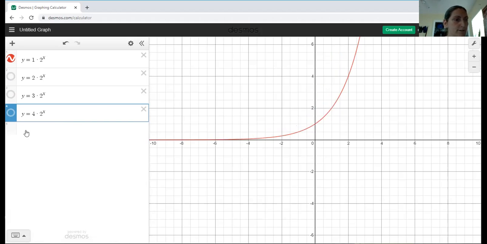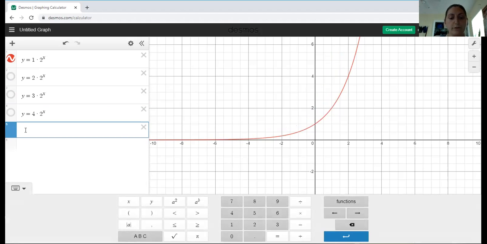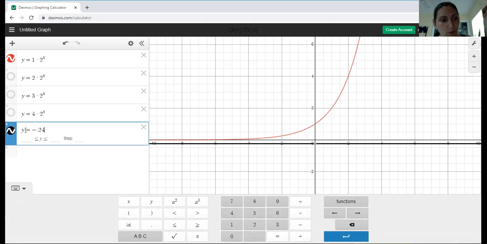Okay, let's try a new one. Let's say we have a function that is y is equal to negative 1/4. I did not mean to do that. -1, there we go, 0.25 to the x.